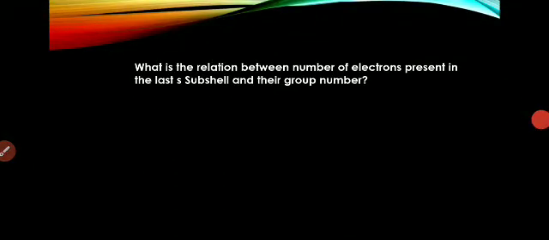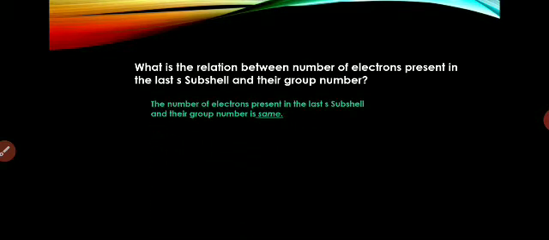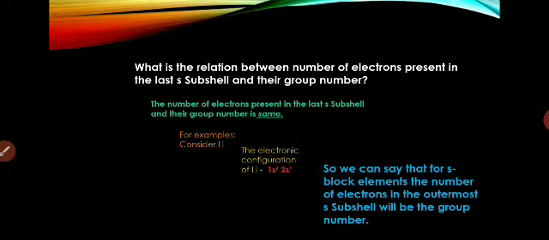What is the relation between the number of electrons present in the last S subshell and their group number? The number of electrons present in the last S subshell and their group number is the same. If we consider the example of lithium, the electronic configuration is 1s2, 2s1. That is, one electron is present in the last subshell and this element is present in the first group of the periodic table. So, we can say that in S block elements, the number of electrons in the outermost S subshell will be the group number.